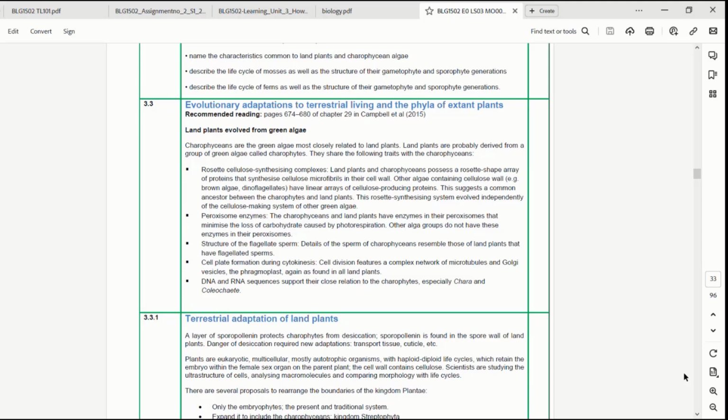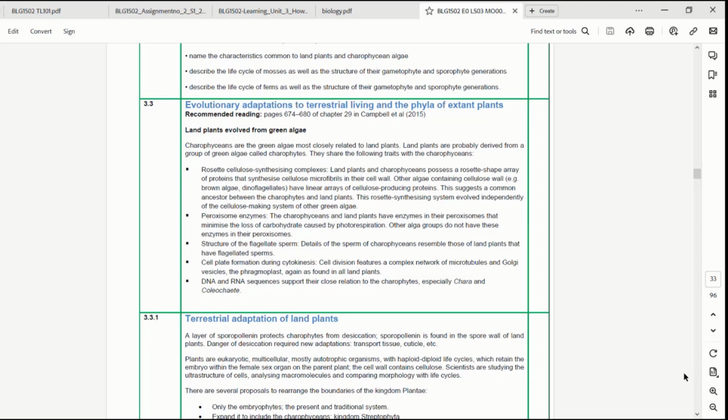They share the following characteristics. First, the rosette cellulose synthesis complexes: land plants and the charophytes possess the rosette-shaped array of proteins that synthesize cellulose in their cell wall, while other algae containing cellulose walls, such as brown algae and dinoflagellates, have linear arrays of cellulose-producing proteins. This suggests a common ancestor.